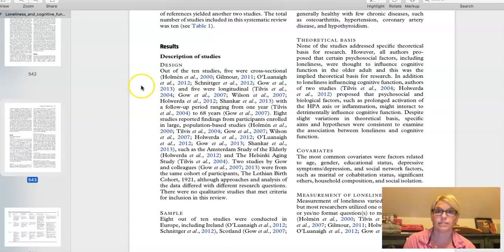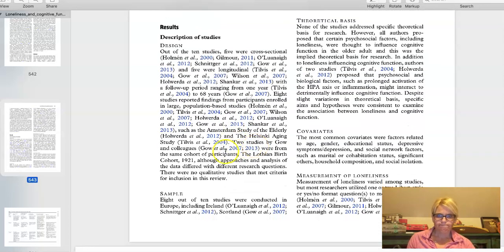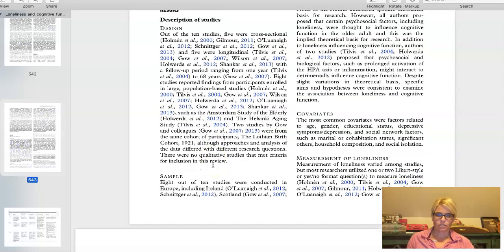So there were 10 studies, 5 were cross-sectional, and then I go ahead and list them. 5 were longitudinal, so then I list them. The follow-up period on the longitudinal ranged from 1 year to 68 years. So I thought that was kind of interesting to throw in there, that we had one study that was actually 68 years long. Most of them were from large population-based studies, and 2 studies were from the same cohort of participants, but they were 2 separate studies. Research studies, there were no qualitative.